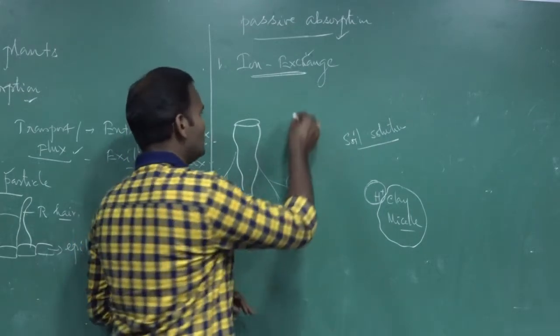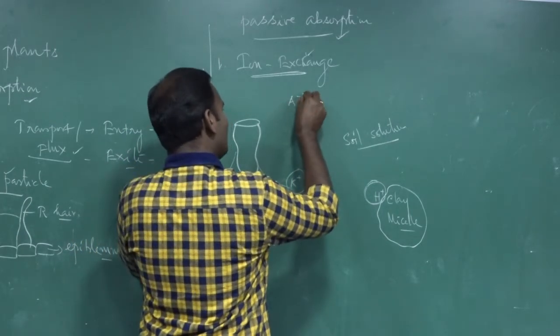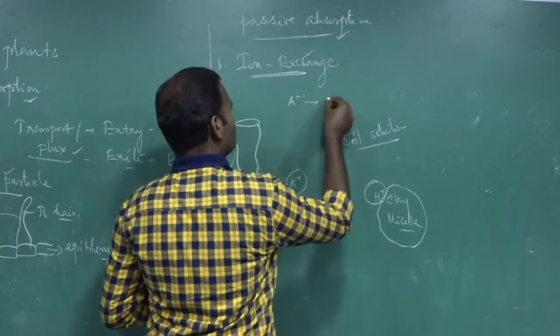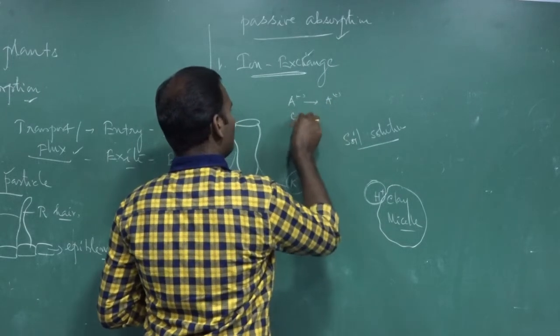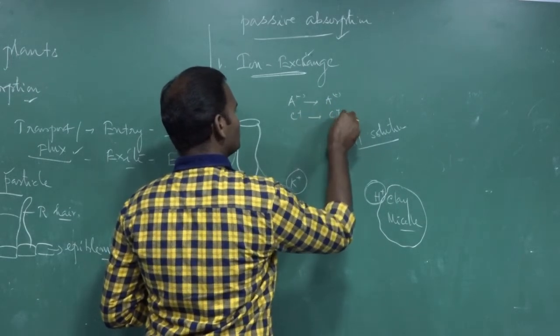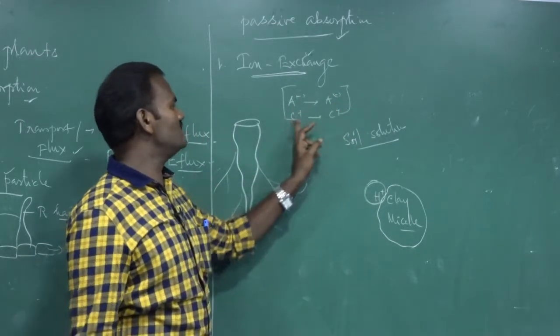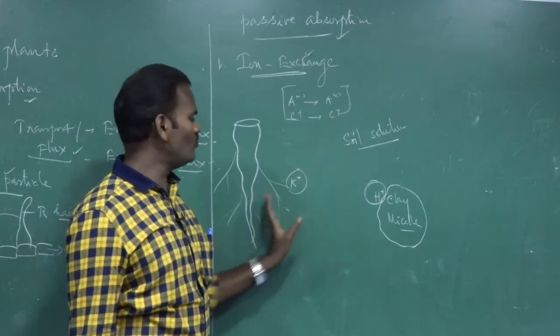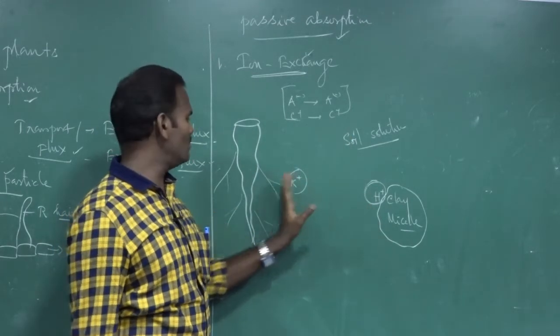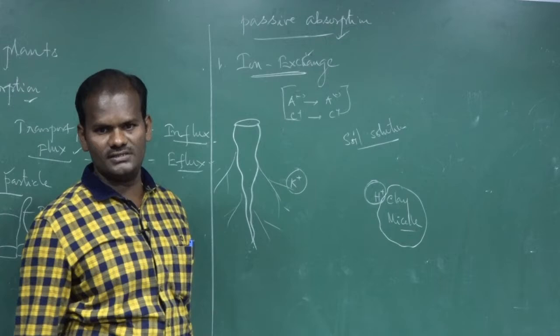What is meant by the same charged? Anions, which are negatively charged, are replaced by anions. Cations, which are positively charged, are replaced by cations. So in ion exchange, the same charged ions exchange from where to where? Between the external soil solution and the root cells. These are called ion exchange.